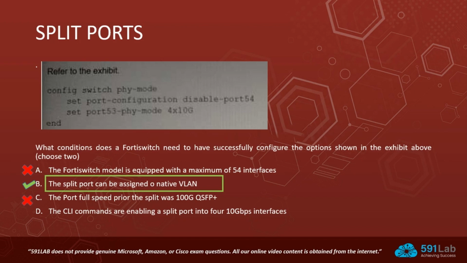Answer D. The CLI commands are enabling a split port into 4 10 Gbps interfaces. This answer is correct. So the correct answers are answer B and D. For further information related to split ports, you can study more in the FortiSwitch 7.2 study guide starting at page number 252.